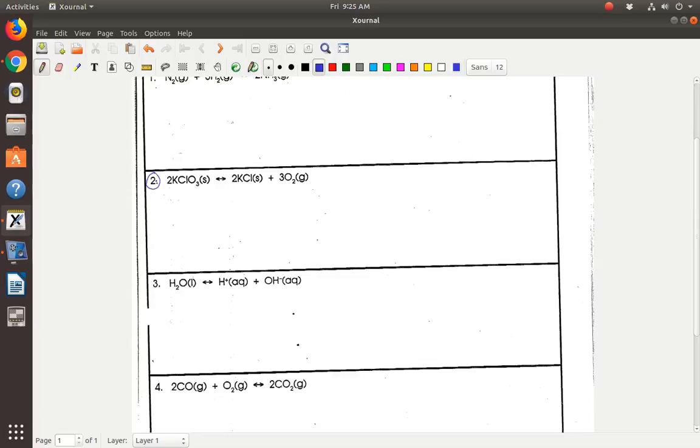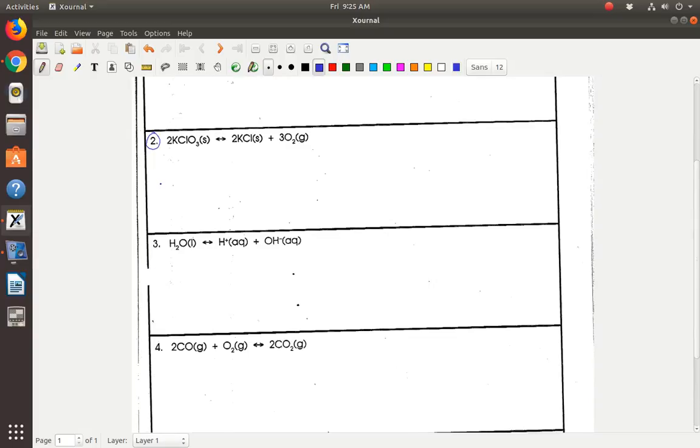I will do number 2 with you, but I will remind you about something on number 3. Okay, number 2, we're going to write the expression. So the equilibrium constant is going to equal, and I'm going to write this just to remind you, it's always the concentration of the products divided by the concentration of the reactants.